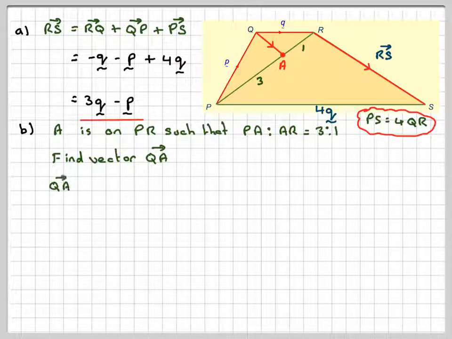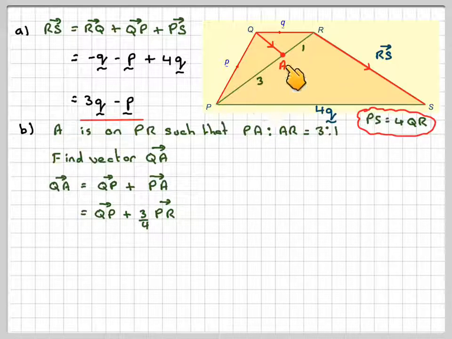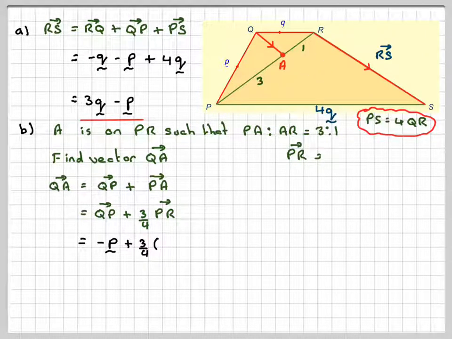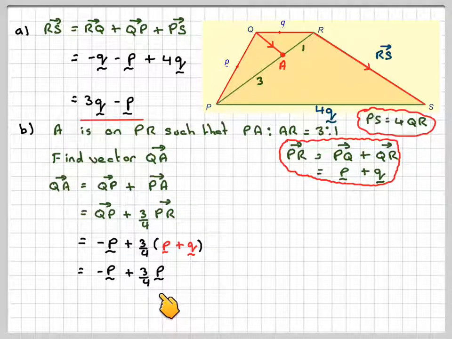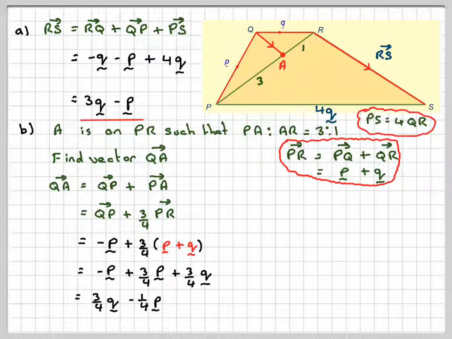So finding the vector QA first of all. QA is going to be the same as going QP plus PA, which is going to be QP plus 3/4, because this is in the ratio of 3 to 1, so it's 3/4 along the line PR. So that's going to be minus P plus 3/4 of vector PR. Vector PR is going to be the same as doing PQ plus QR, which is P plus Q. So in here, we put 3/4 in brackets of P plus Q, and then we expand this like normal algebra. We get minus P plus 3/4 of P plus 3/4 of Q. So that gives 3/4 of Q, and then minus P plus 3/4 P gives me minus 1/4 P.